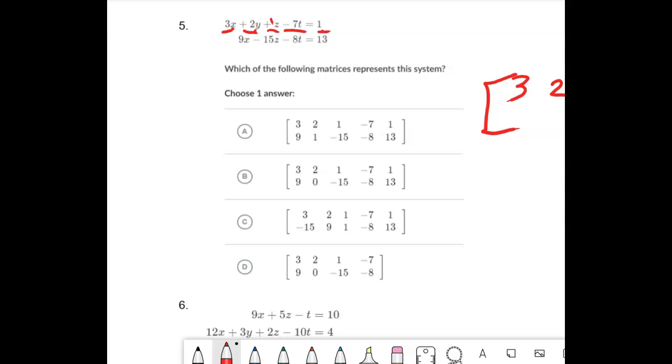All right. Here's the trick on number 5. Do you see how you have x, z, t? There is no y right here, right? So you need to remember there's a 0 y. It's missing. You got to put a 0 there. You can't put nothing. Start at the beginning. So 9 for x, and then like we said, 0 for y, negative 15 for z, negative 8 for t, and then 13 is our final number there.